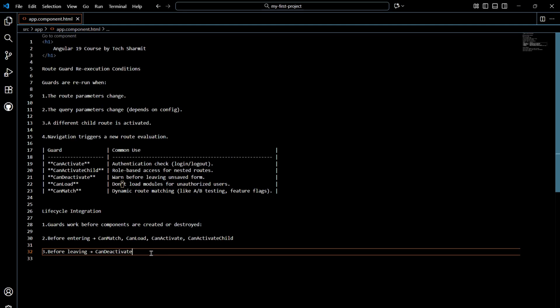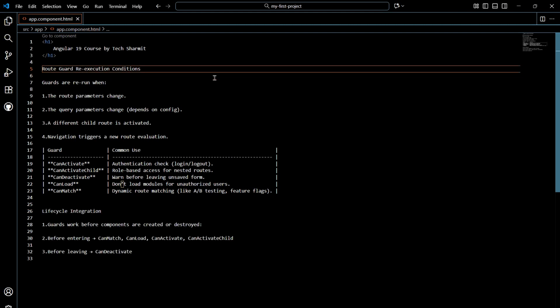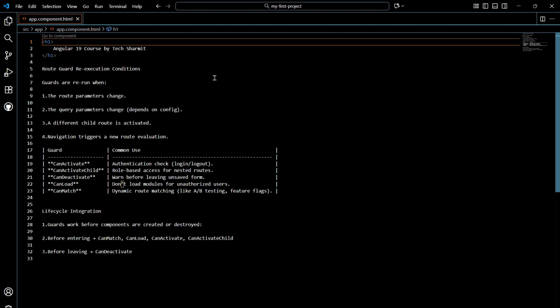So these are all the things that I would like to share with you in this session. Mainly we discussed the re-execution conditions for the route guards. Before we start creating the route guards, we should know the conditions so that you can easily relate and implement that in your project. Second, we discussed the common uses, because in the upcoming sessions we are going to build these route guards for these kinds of operations, so we should know about this beforehand. And third, we discussed the lifecycle integration.